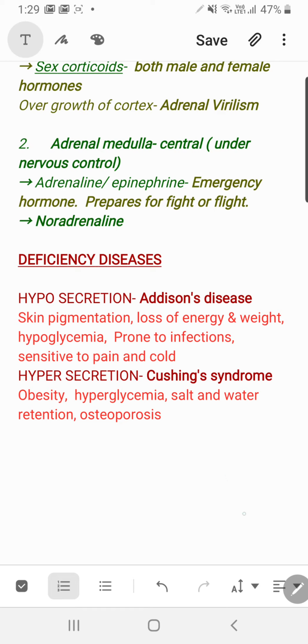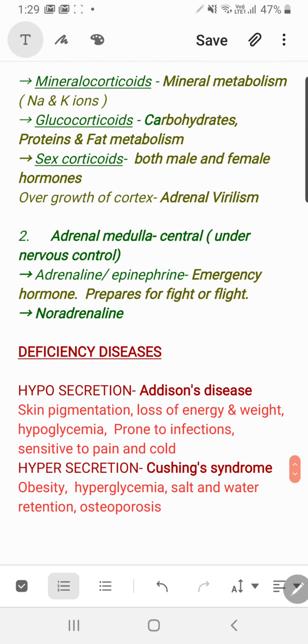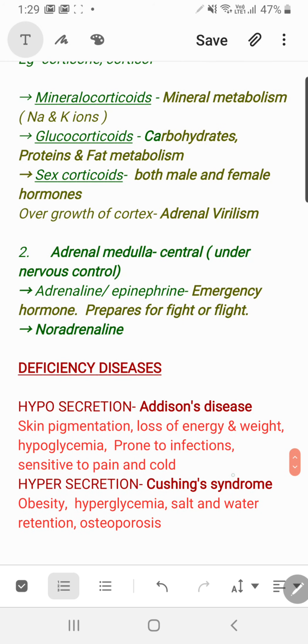Children, these symptoms are always to be understood, because sometimes you have match the following, where on one side hyposecretion and hypersecretion are both given, and on the other side you will be having one symptom. So you should understand which category it will be matching up with, right? Here I conclude with the adrenal gland, and in the next class, we will be starting with the pancreas. So I conclude this video here.